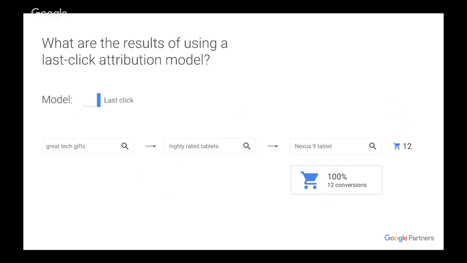Before answering that question, let's look at another example, now related to the online purchase of, for example, Nexus 9 tablets. If you use the attribution model called last click, all the credit will go to the last keyword, which in this case is Nexus 9 tablet. And since we have 12 conversions, we're going to attribute 100% of those 12 conversions to that last touch point. Essentially, what we're saying is that the two previous user interactions did not contribute towards the user buying that tablet. Now, do you think that that is fair or actually correct, that the other two touch points didn't have any impact nor influence the decision in any way?